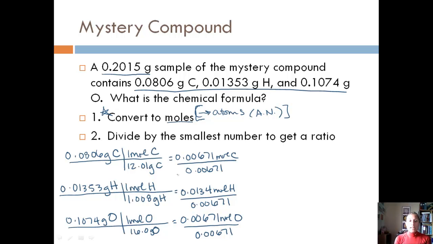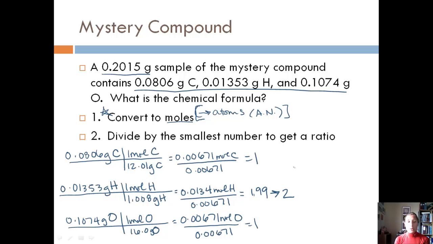Well, since we're dividing one number by itself, this is equal to 1. 0.0134 divided by 0.00671 comes out to 1.99. And again, dividing it by itself, so that comes out to 1. This is very, very close to 2, so we can just round it to 2. And so now that gives us our ratio.